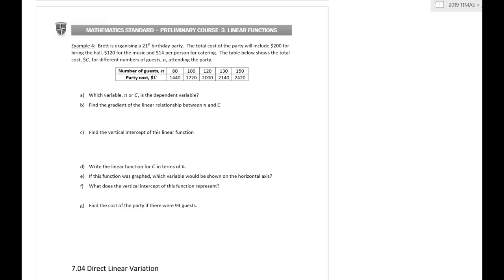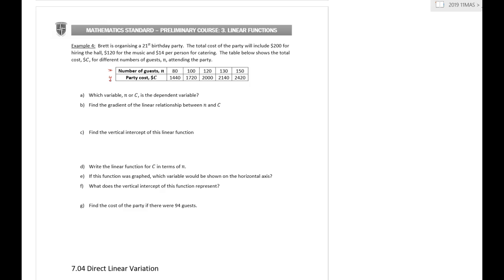Which one's independent? Top row, which would normally be X. Our input is the number of guests, N. So this is a bit like X, and this is a little bit like Y, as a reminder of how we've been doing these things. That makes sense. The cost of my party depends on the number of guests, not so much the number of guests depends on the cost of my party.